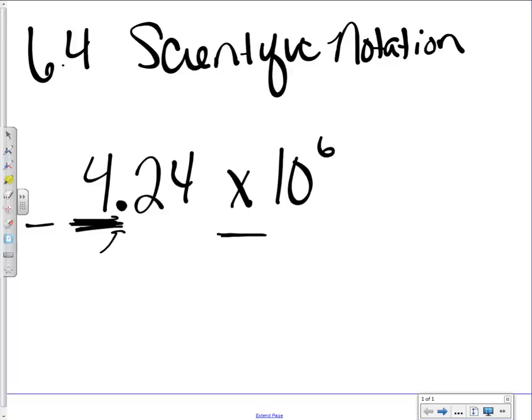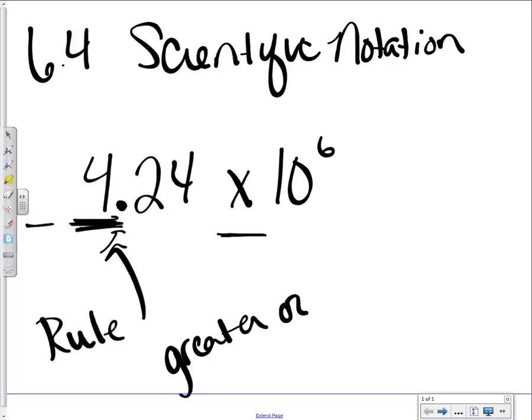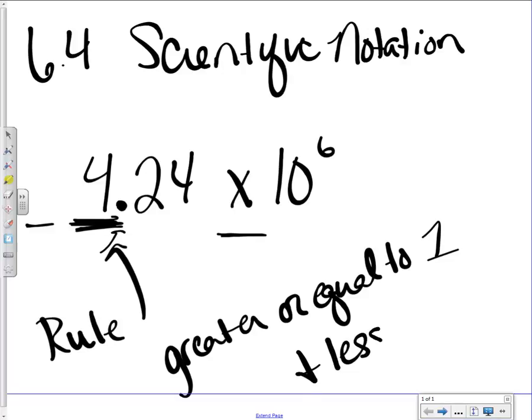So now that you know what it is, I want you to realize that the rule is actually about this number right here. It has to be greater than or equal to 1, and it has to be less than 10. Okay, so all I'm saying is it has to be 1, 2, 3, 4, 5, 6, 7, 8, 9. Can't be anything else in this position, okay? All right, so let's go on.